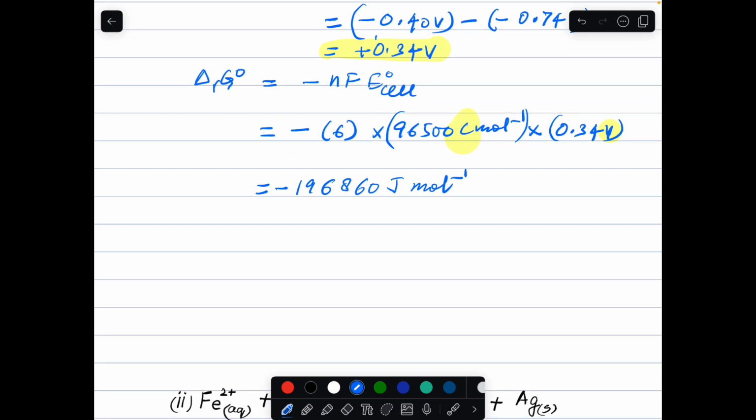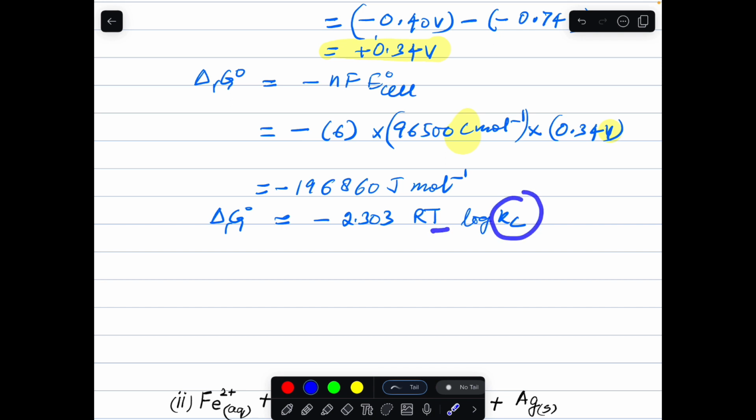Next we have to find out the next quantity, that is your equilibrium constant. So we'll write down the equation for the equilibrium constant. It is related with Gibbs free energy by the equation minus 2.303 RT log Kc, where Kc is the equilibrium constant, T is the temperature, R is the gas constant. So we will put down the values and calculate the unknown quantity. We have already calculated the value of Gibbs free energy, so we will utilize this value in this calculation.